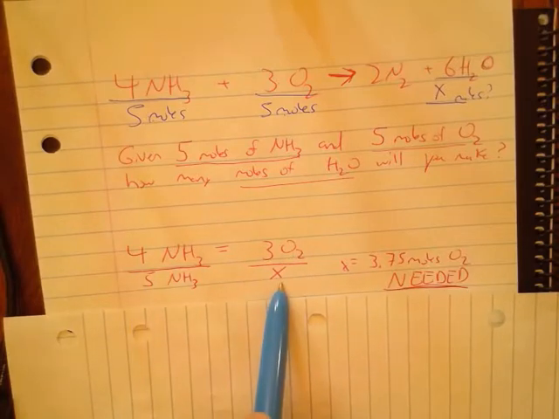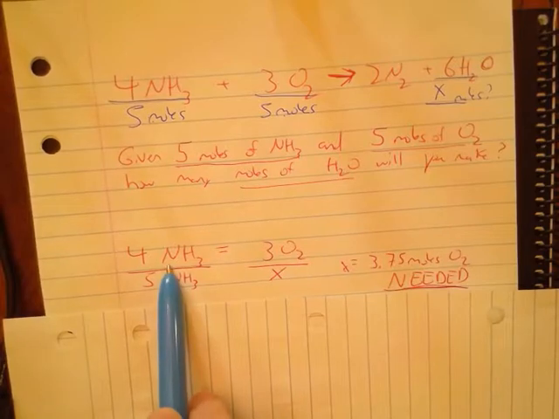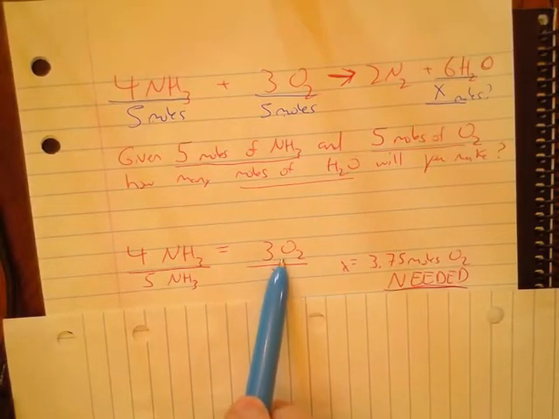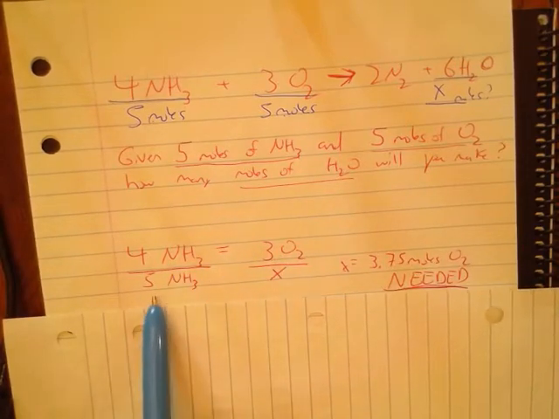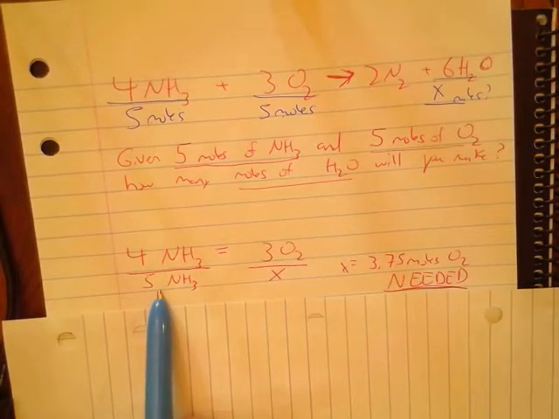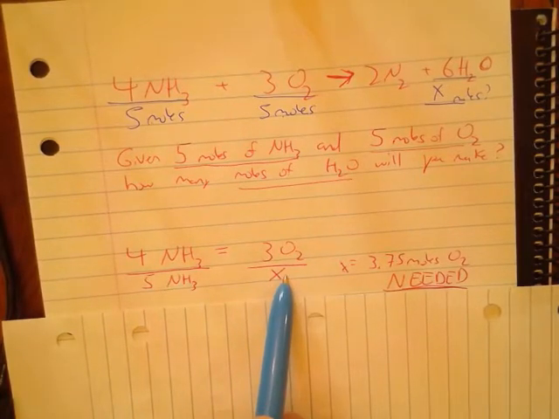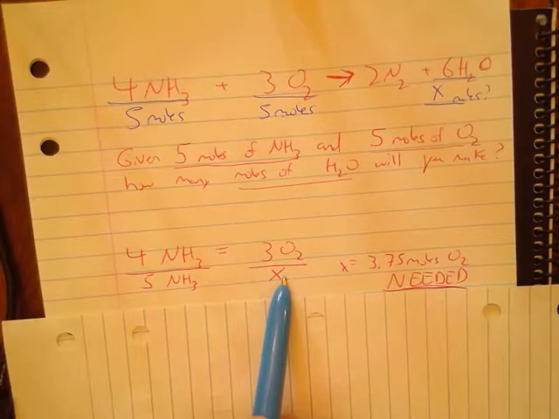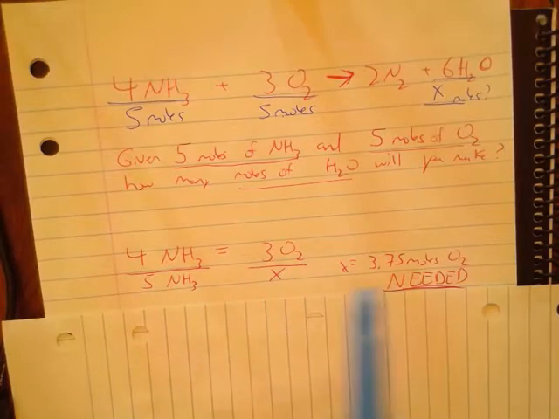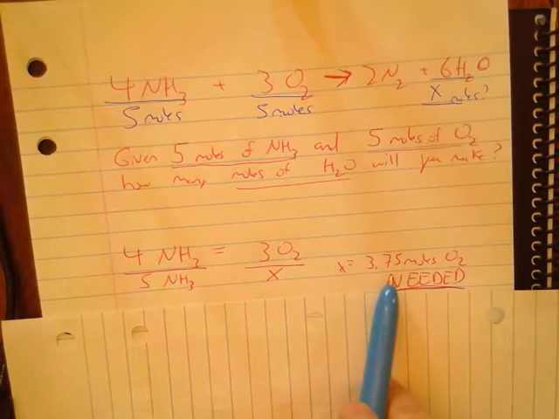In other words, for every 4 moles of ammonia, I know I make 3 moles of oxygen. My question is, if I have actually 5 moles of ammonia, how many moles of oxygen would I need to make this work? So I set up a proportion, I cross multiply, I'll save you the trouble of showing you the calculation. I did it on the calculator, and I got the answer to be 3.75 moles of oxygen.